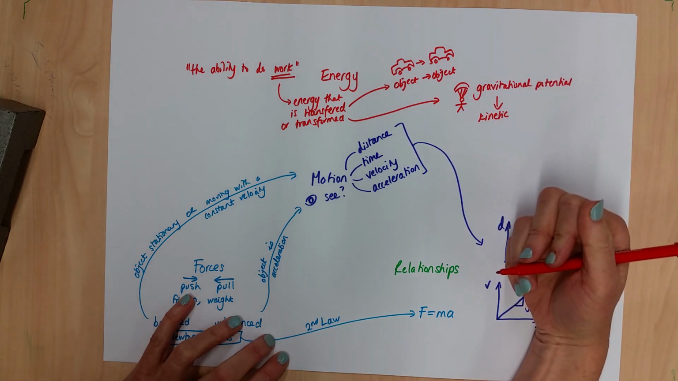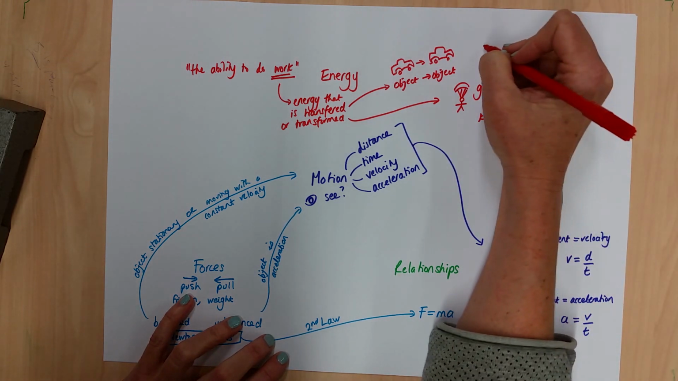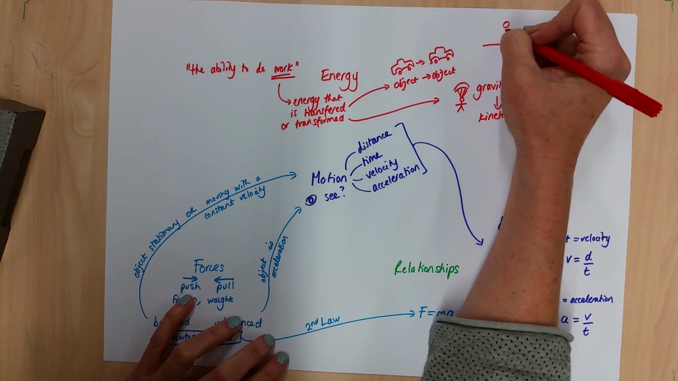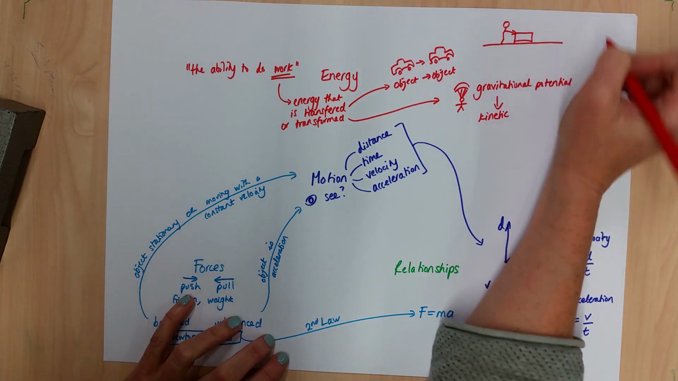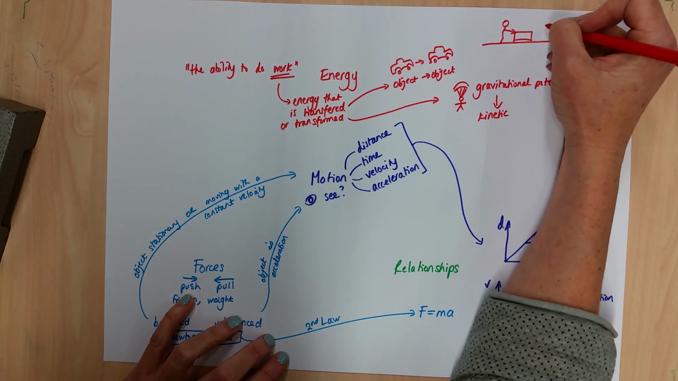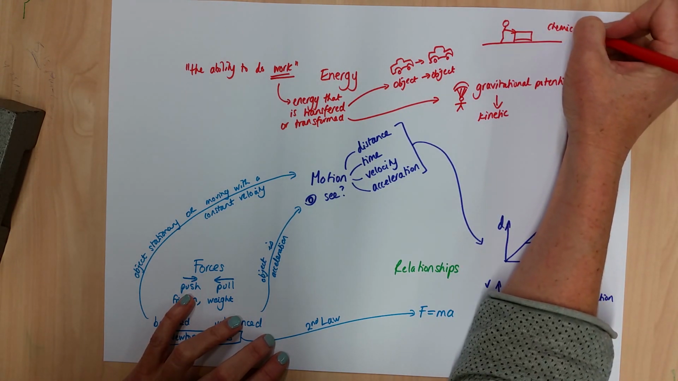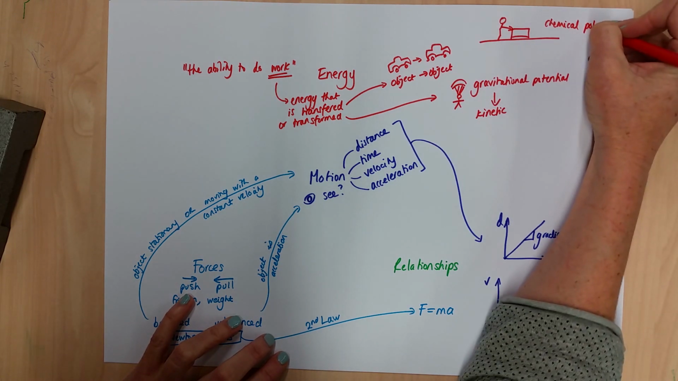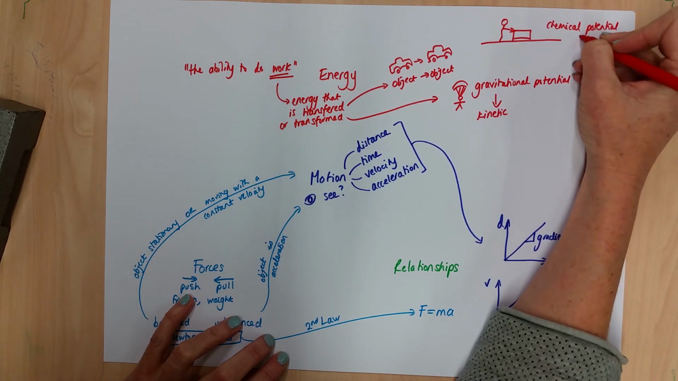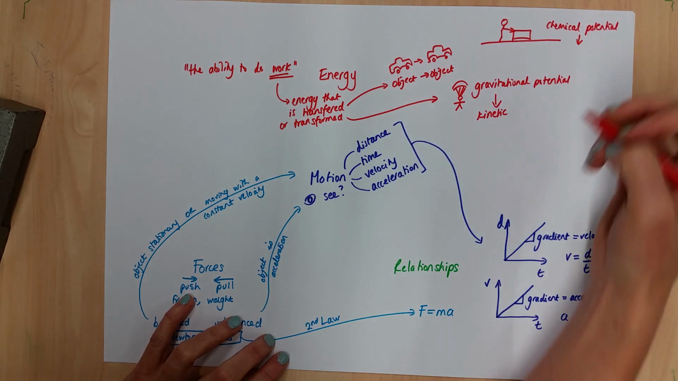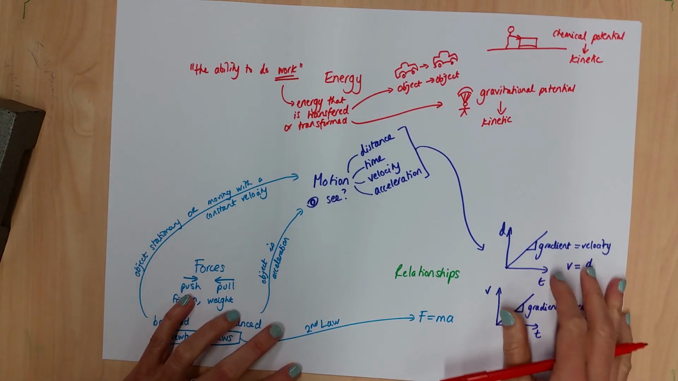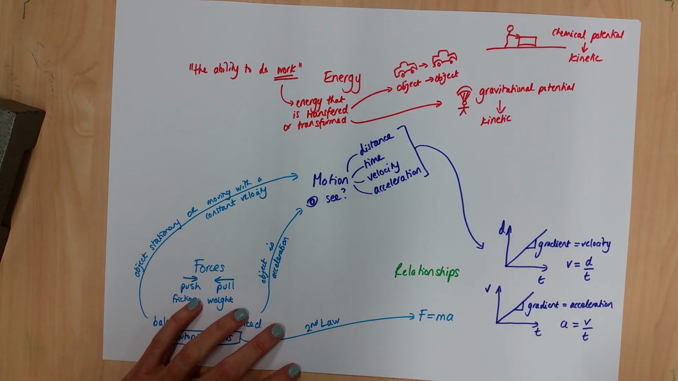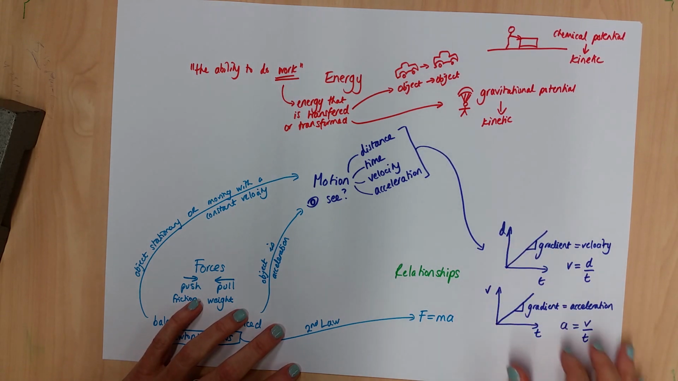Another example that's quite useful to think about is a person moving an object. If you had a person pushing on a box and moving it along, they would be using chemical potential energy in their muscles from the food that they've eaten. As they move the box, they change that chemical potential energy in their muscles into the kinetic energy of the box that's moving along.